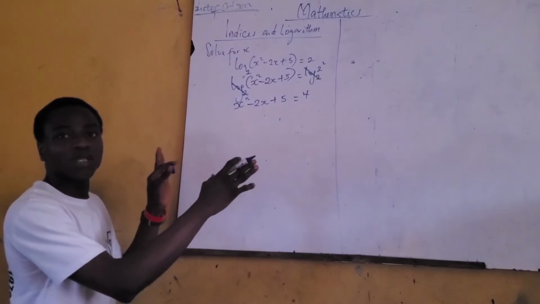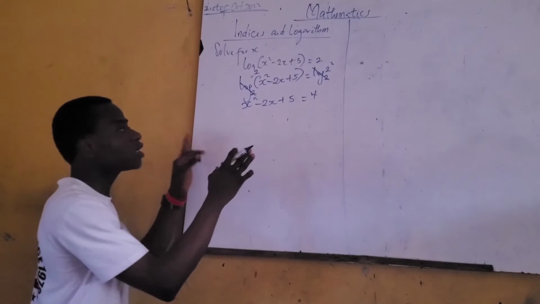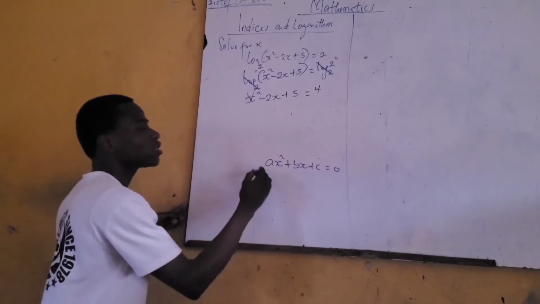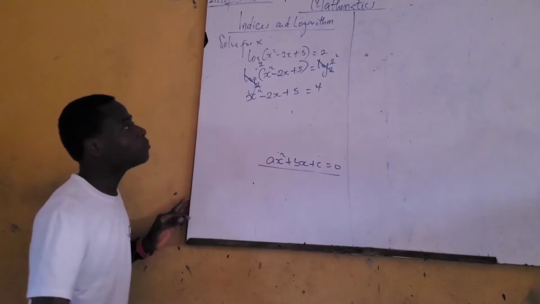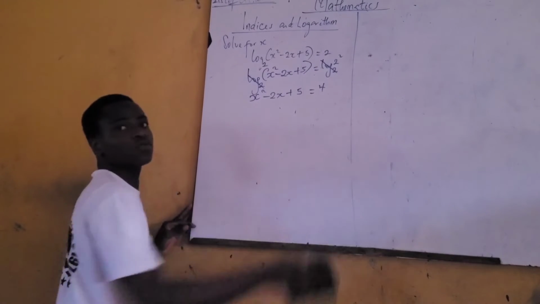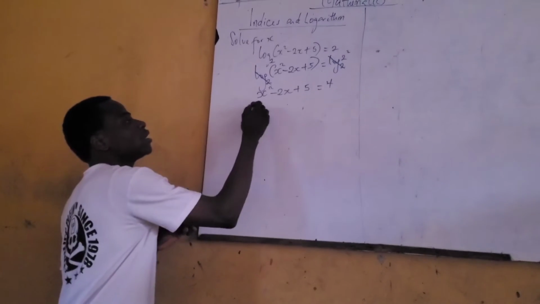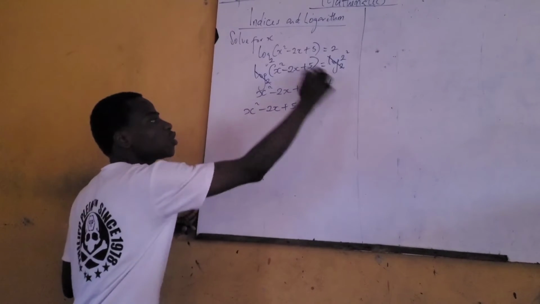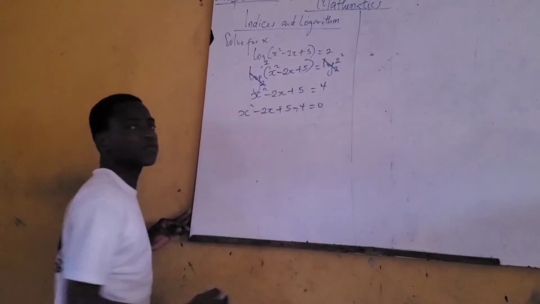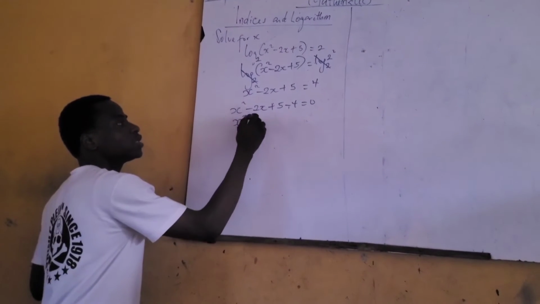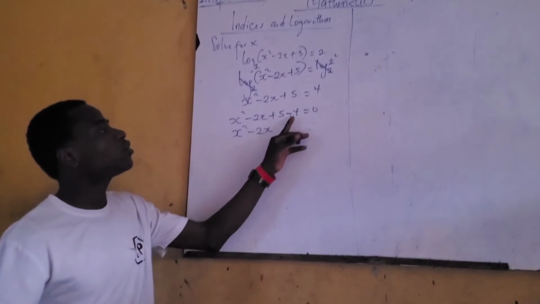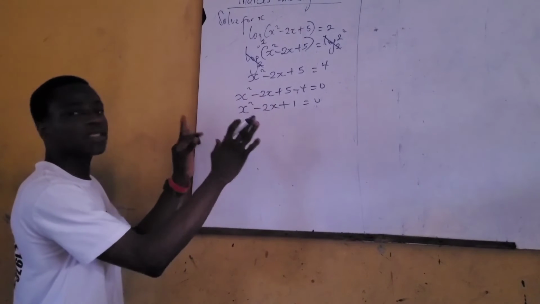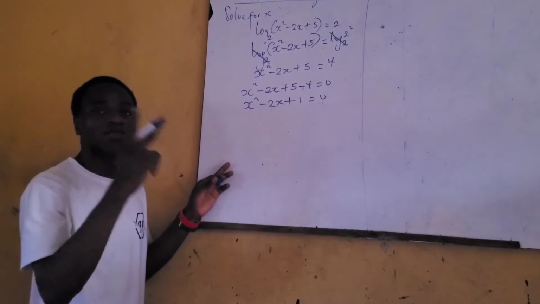Now the next thing is to solve. This is a quadratic equation, so I need to make it in the form ax squared plus bx plus c equals 0. So I'll make x squared minus 2x plus 5 equals 4 into x squared minus 2x plus 5 minus 4 equals 0, since plus 4 moves across to become minus 4. At this point, x squared minus 2x, and taking 4 away from 5 gives 1, equals 0. So this is now a quadratic equation, and I'll be getting two answers.